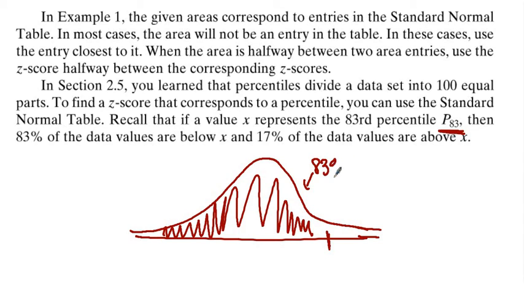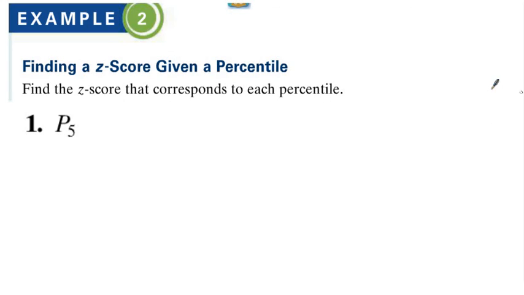So maybe the picture might look like this. Okay, this would be P83. So it's the same type of thing. They just want to know in this case what would the value be, or what might the z-score be for that. Okay, so let's draw some pictures here just so we can have a visual.